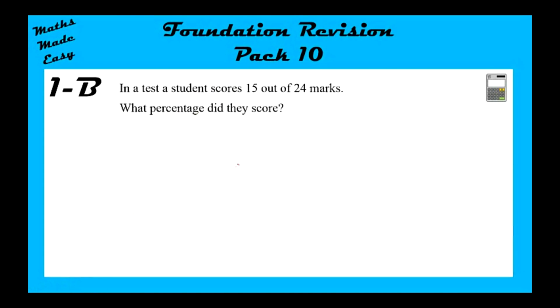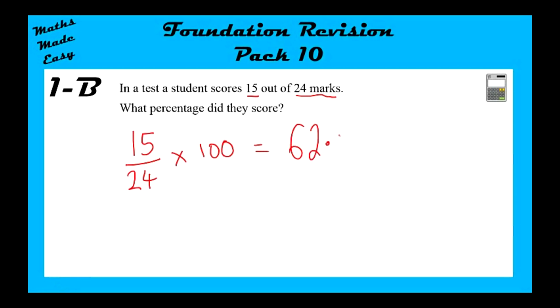Question 1b, if you didn't get 1a right, so very similar, but we've got 15 out of 24 marks for a test, so it's 15 out of 24. If we want to write that as a percentage, as in what percentage did they score, times it by 100, so 15 divide 24 times 100. Type all that in on a calculator, should come out at 62.5%.